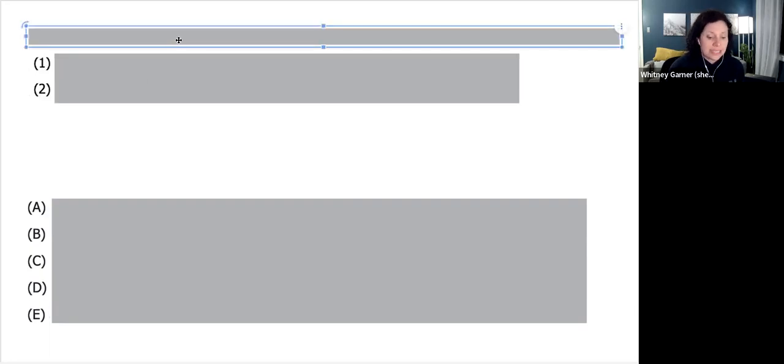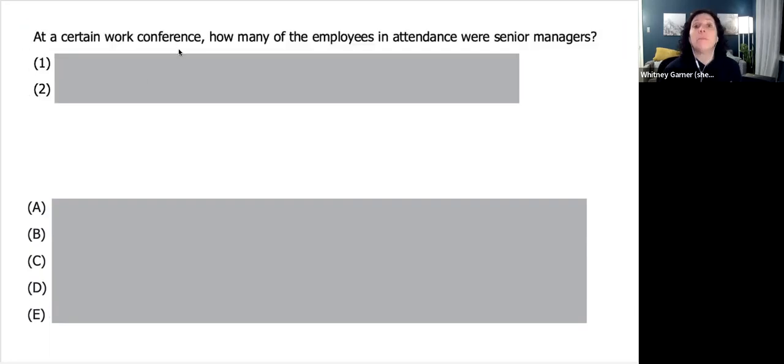Now, the question stem up front might provide information. So you might be given some actual information, or it might just ask you a question. This provides very little upfront information. It gives you the context of a conference, and it tells you that there are employees there, but we don't get any other information. I don't know how many people were at this conference. I don't know how many employees were at the conference. I am generally just given the question: how many of the employees were senior managers?